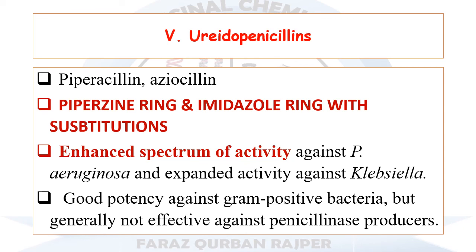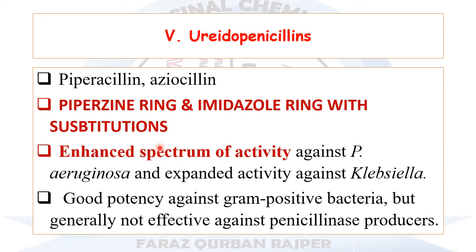Ureidopenicillins are the class of penicillins that have a polar functional group in the acyl amino side chain. The examples are piperacillin and azlocillin. Piperacillin has the piperazine ring in the acyl amino side chain, and azlocillin has the imidazole ring, but they have further different substitutions or functional groups or other rings attached to these rings, meaning piperacillin has the piperazine ring and a further substitution on that piperazine ring.